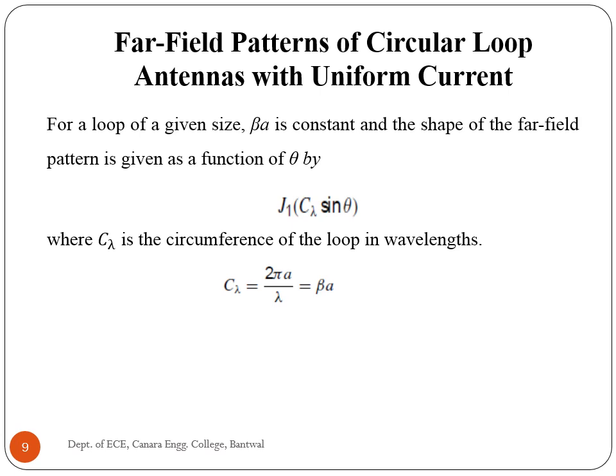Far field patterns of circular loop antennas with uniform current. For a loop of a given size, βa is constant and the shape of the far field pattern is given as a function of θ by J1 of (Cλ sin θ), where Cλ is the circumference of the loop in wavelength, which is given by Cλ is equal to βa.